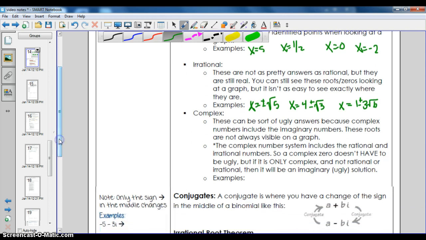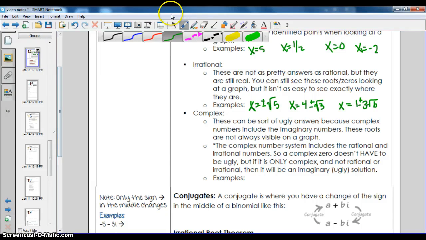And then we also could have some that are complex. These can be sort of ugly answers because complex numbers include imaginary. So these are not always visible on the graph. The complex number system includes the rational and irrational. So a complex zero doesn't have to be ugly, but if it is only complex and not rational or irrational, then it will be an imaginary or ugly solution.